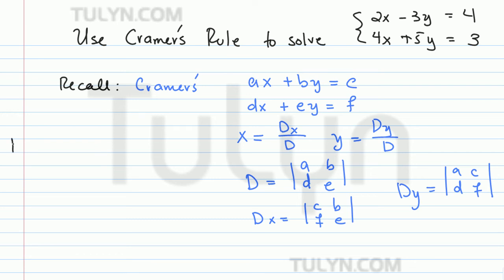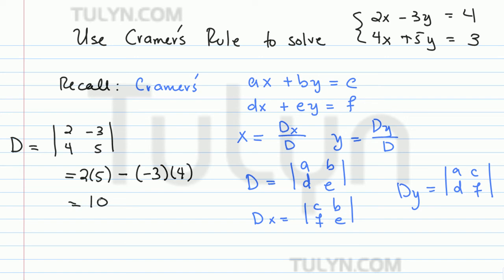So, first we should find D. So D is the coefficients in x make up the first column, and then the coefficients in y make up the second column. So we have the 2 by 2 determinant, 2, negative 3, 4, 5. So now solving, what we do is we cross multiply and subtract and take the difference of the cross multiplication. So first we have 2 times 5 minus negative 3 times 4, right?